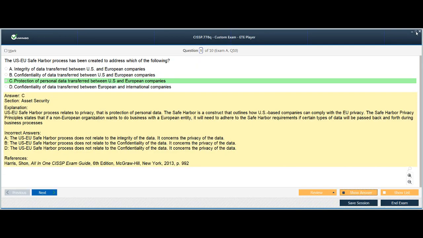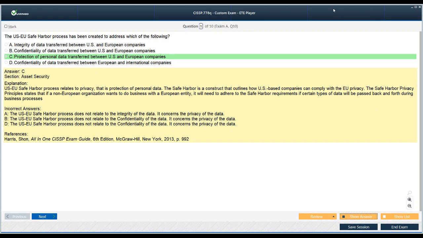Let me just see if I can adjust the display here. I hope it's okay and you can see the display. Yep, I can see that.